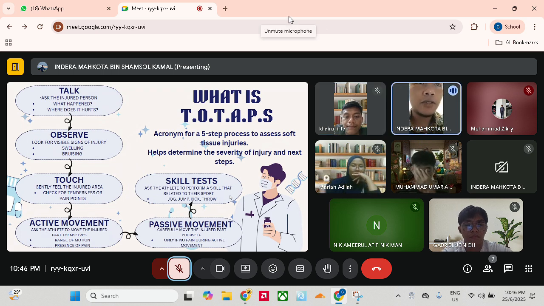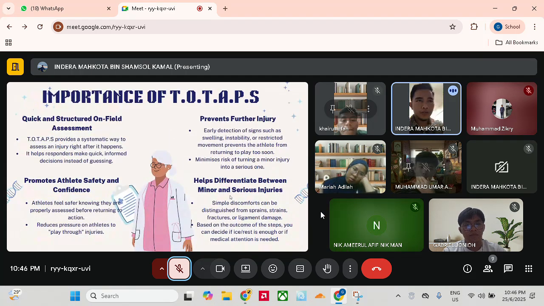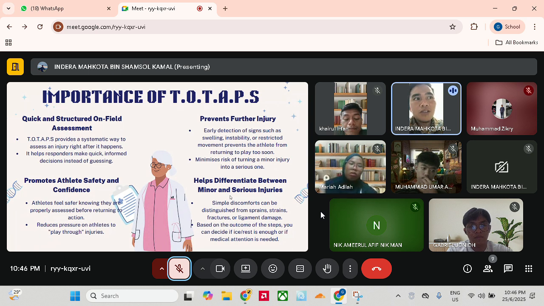Okay, so now that is the procedure of TOTAPS. We go to the importance of TOTAPS. The first one is quick and structured on-field assessment. TOTAPS provides a systematic way to assess an injury right after it happens. By following the procedure of TOTAPS, you can observe and know whether the player can play or not, and it helps responders make quick, informed decisions instead of guessing.